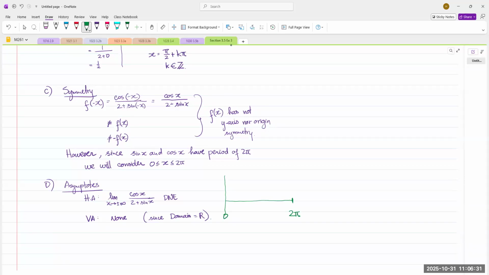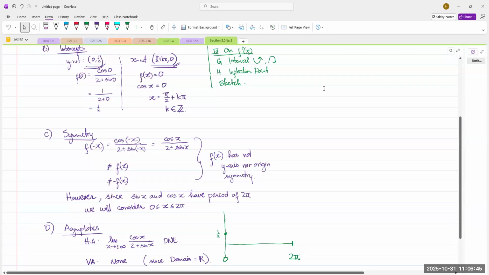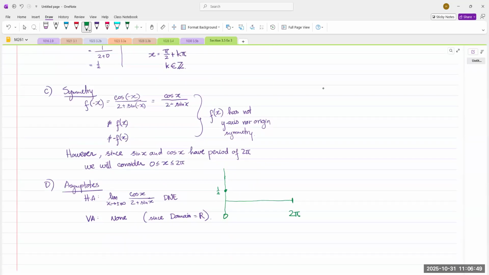And whatever we have there later on, we will copy paste. Okay, so let's say this is 0, 1/2, that's the y-intercept, right? Okay, and the x-intercepts, pi over 2 and 3 pi over 2. We have these 2 points here.